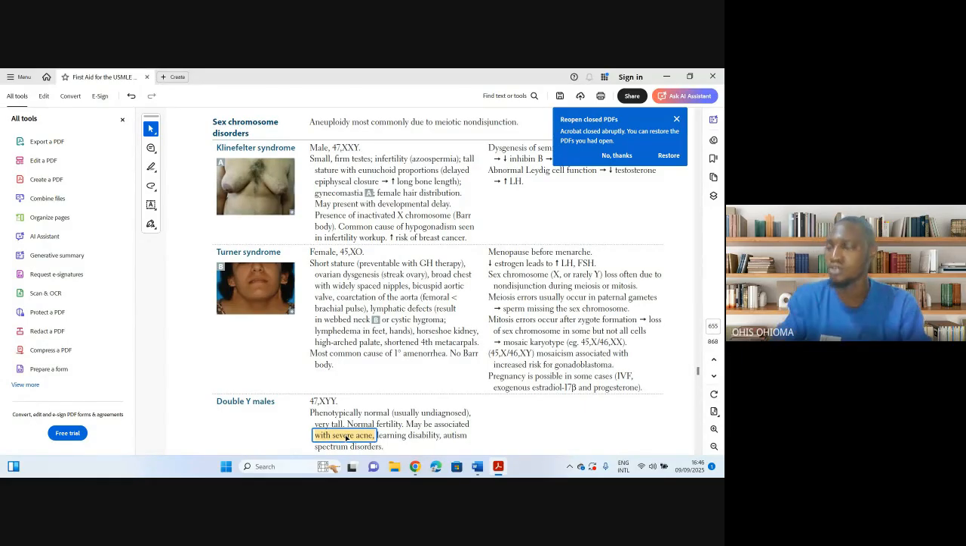Of course, androgens are meant to cause acne in males, but this one is very, very severe, with normal fertility. This is against a patient with Klinefelter, where we have reduced fertility. So you can differentiate both of them. When you see a normal patient that's tall but has severe acne with normal fertility, I want you to think of double Y males. When a tall patient has infertility issues, think of Klinefelter syndrome. I don't know if that makes sense, guys.